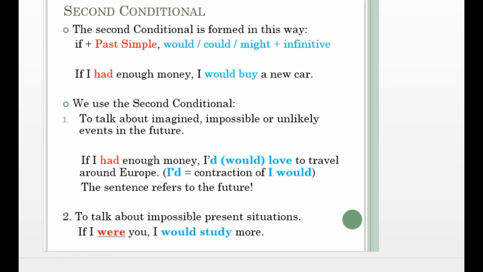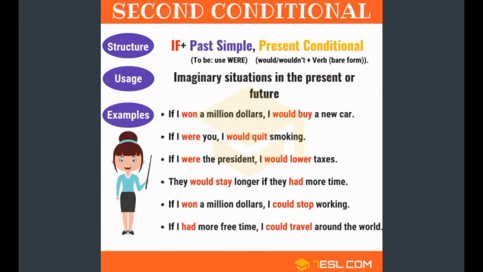Example number 2, we use the conditional sentences to talk about impossible present situations. Example, if I were you, I would study more. But can I study more right now in the moment? It's not possible, right? So let's remember. Second conditional, the structure. If plus the past simple. In the main sentence I use the conditional, would plus the infinitive, right? So we have imaginary situations in the present or future. This is the usage of second conditional.